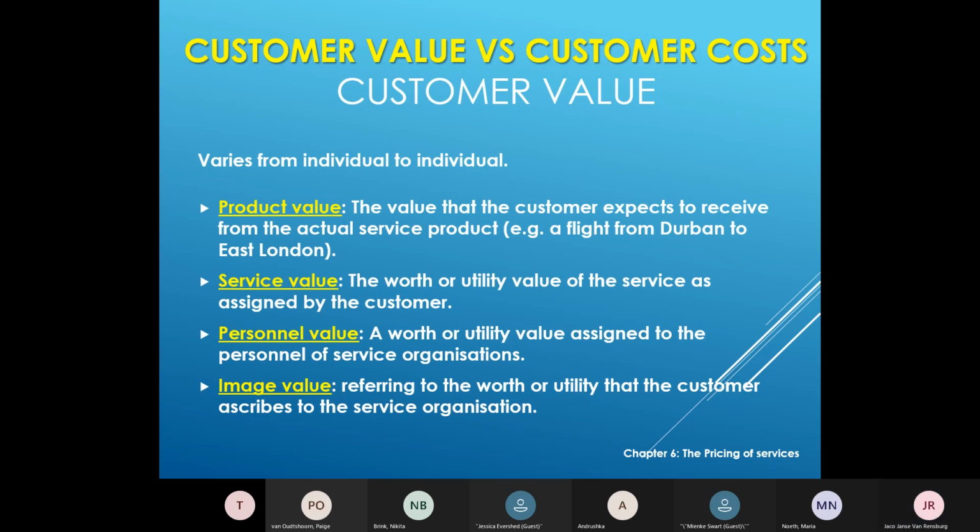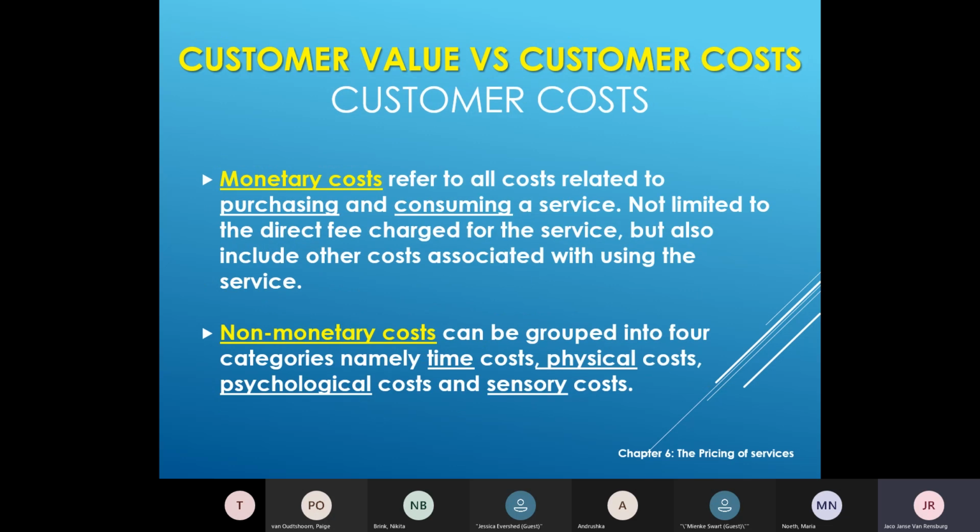Right. There are also costs involved. Now, there's monetary cost and there's non-monetary cost. Monetary cost is actually, you can say that's what you pay for the service.